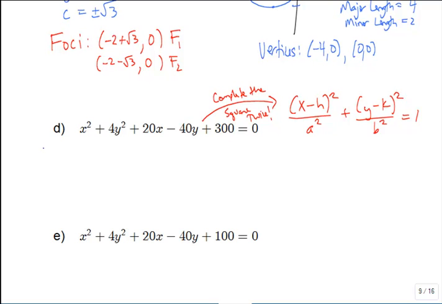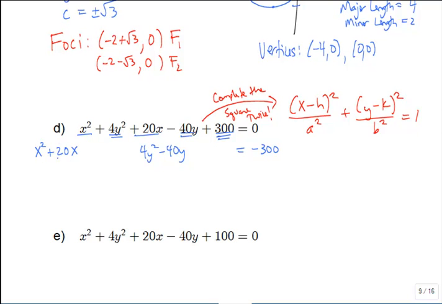First thing we're going to do is group our two x terms together. So my x squared and my 20x. Then I like to leave a little bit of space here, and then I'm going to put my two y terms together. So 4y squared minus 40y, and then the constant term, I'm going to just get it out of the way and move it over to the right side by subtracting.